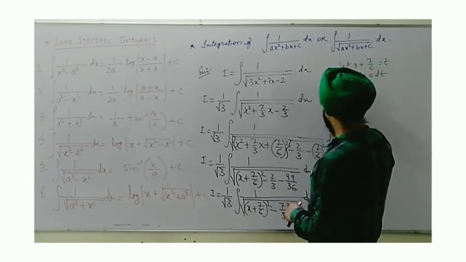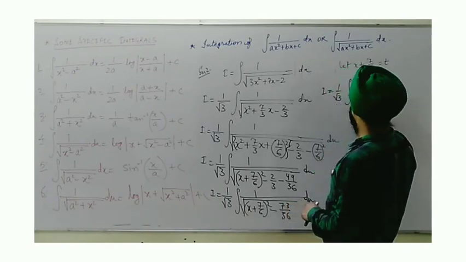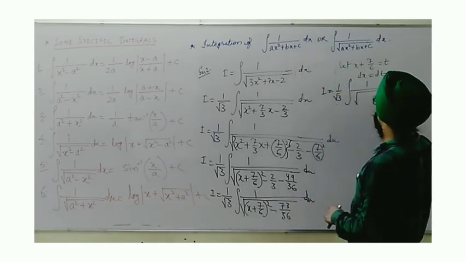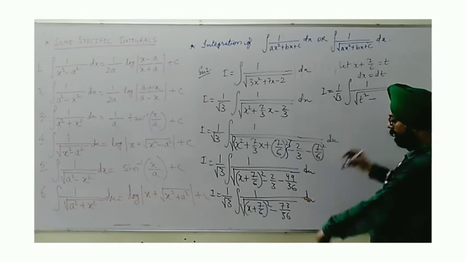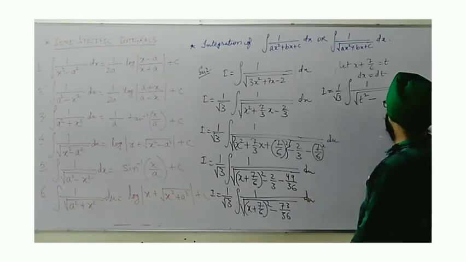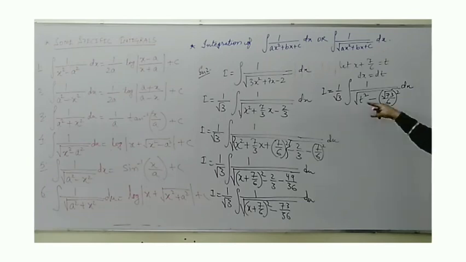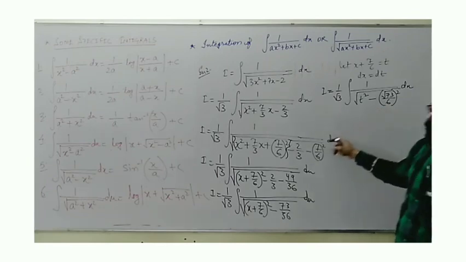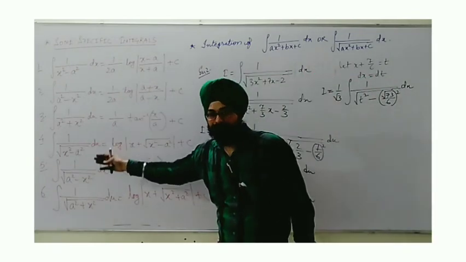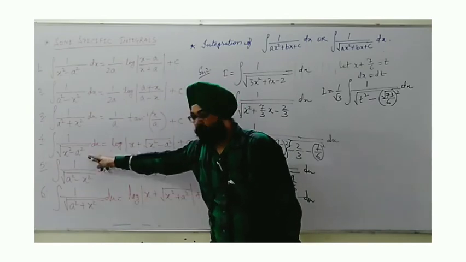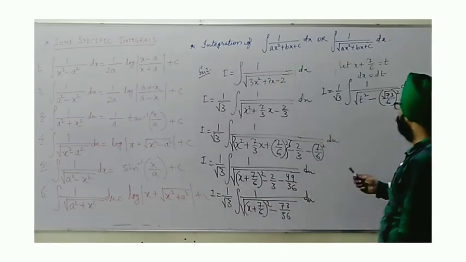We get I is equal to 1 by root 3 integration of 1 upon root t square minus, this again is to be written as a whole square. So we will write root 73 upon 6 whole square dx, converted in standard form, under root x square minus a square. We can see this is the fourth one. Okay, so what to do?